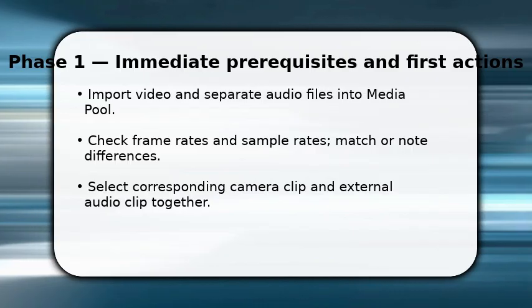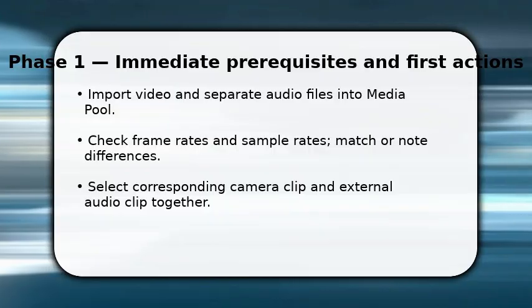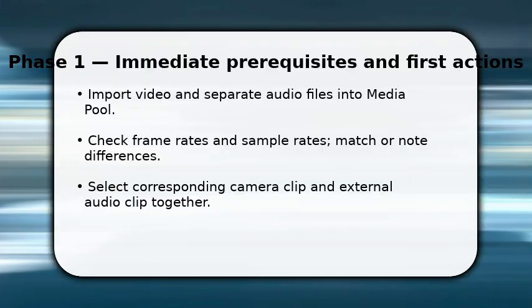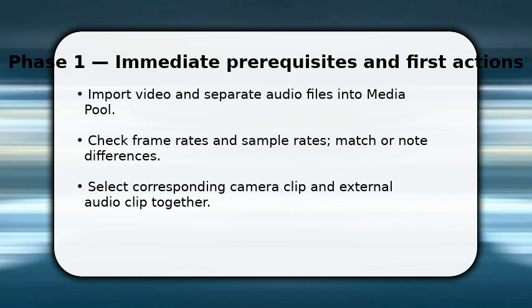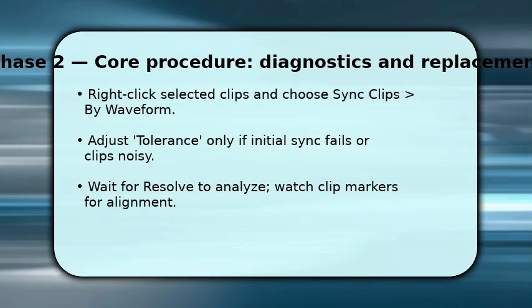Then select the matching camera clip and external audio clip together in the media pool. This is essential. With both highlighted, right-click. This begins the automatic alignment process that uses waveform information to sync audio precisely. So don't skip selection. With the clips selected, right-click and choose Sync Clips, then by waveform.